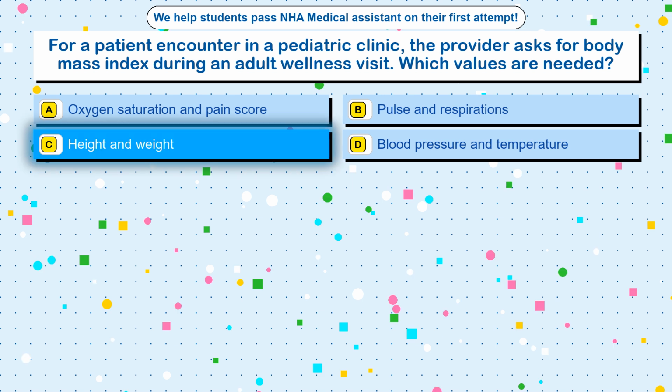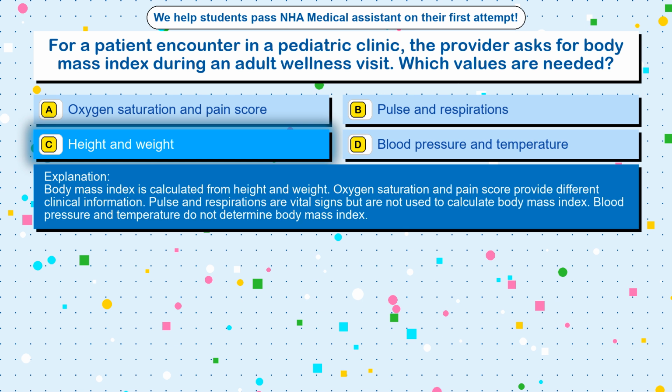The correct answer is option C. Height and weight. Body mass index is calculated from height and weight. Oxygen saturation and pain score provide different clinical information. Pulse and respirations are vital signs but are not used to calculate body mass index. Blood pressure and temperature do not determine body mass index.